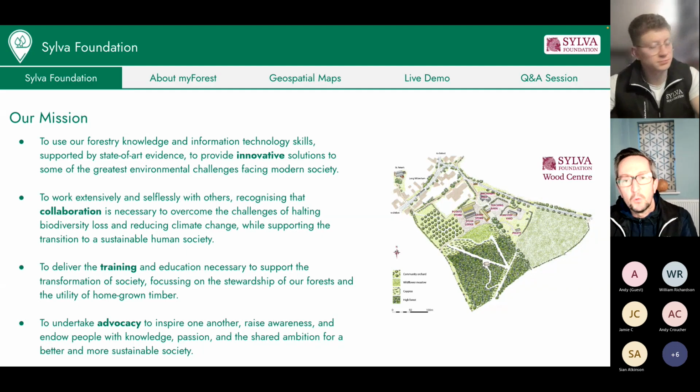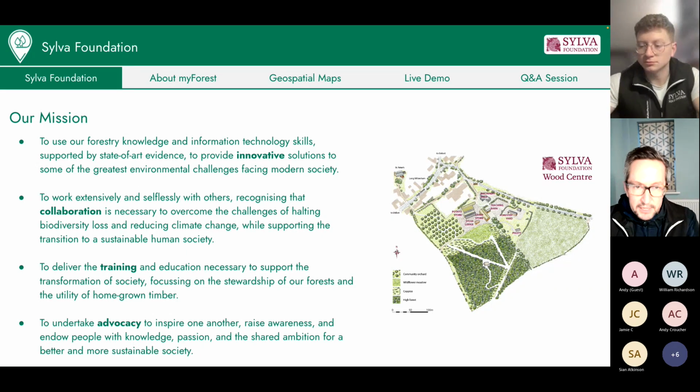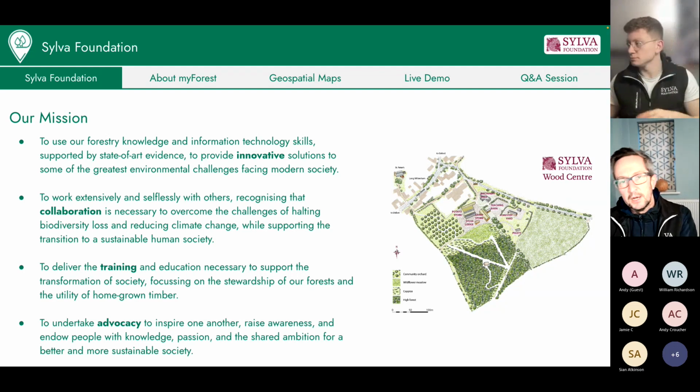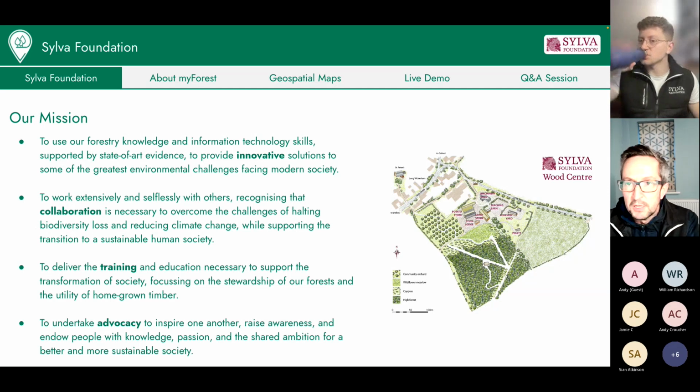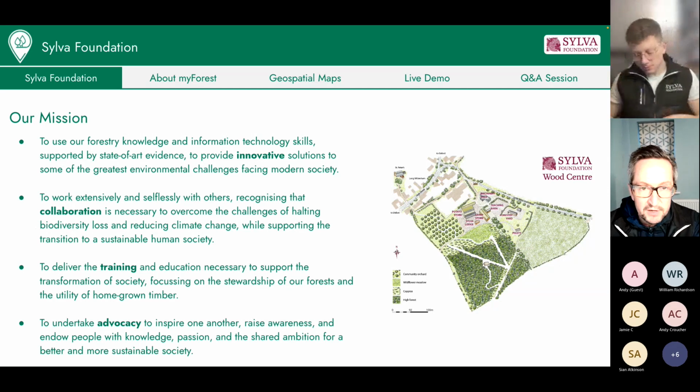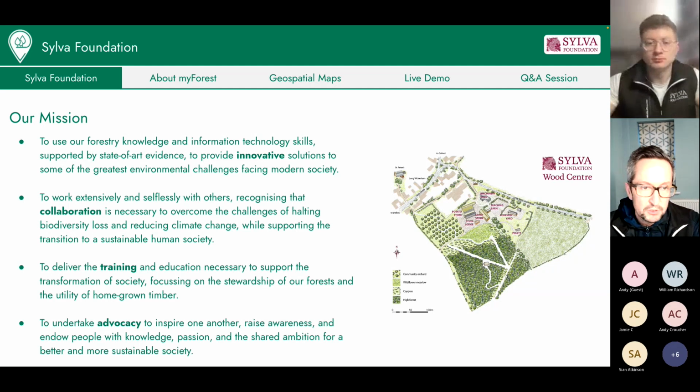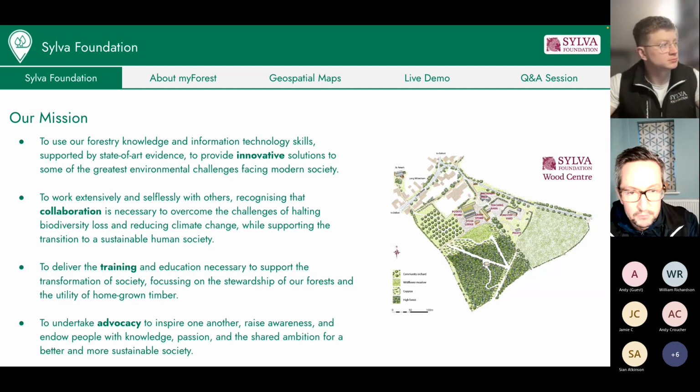Rather than what we do, we talk about the way that we do things. We're very innovative, and in particular, we have a USP of mixing our land management skills and forestry skills with web development. We've got a number of web tools that we've developed, and myForest is the main one you'll see today. We do a lot of collaboration work. We're tiny as an organisation, so to be effective, we have to collaborate, and we love collaborating. This Northwoods programme is a really good example of the collaborations we like to get involved in.